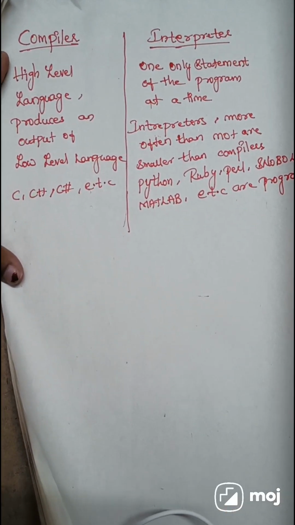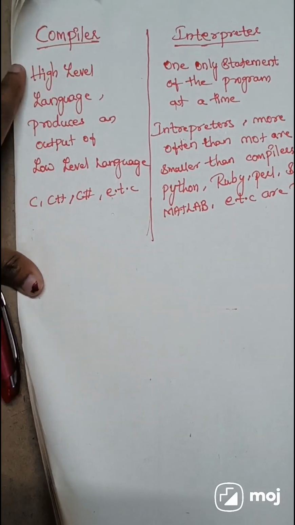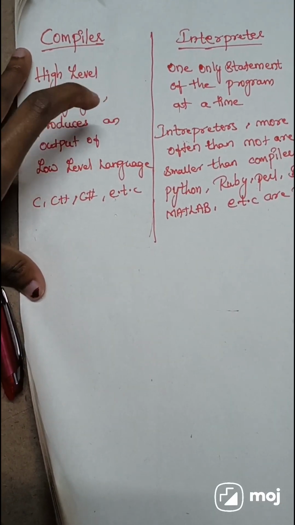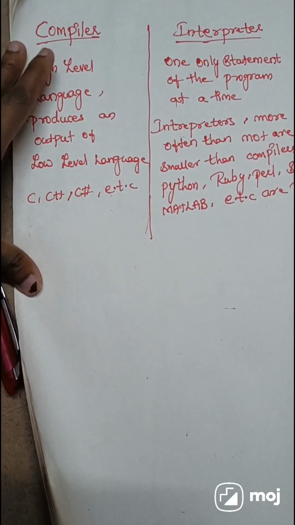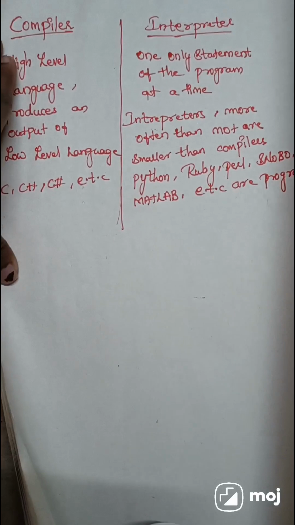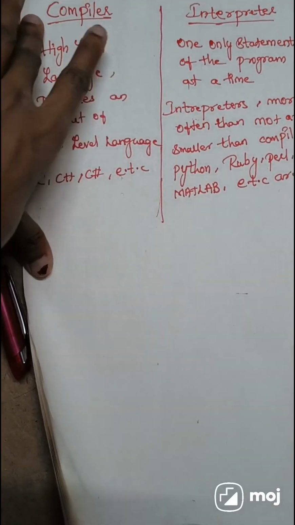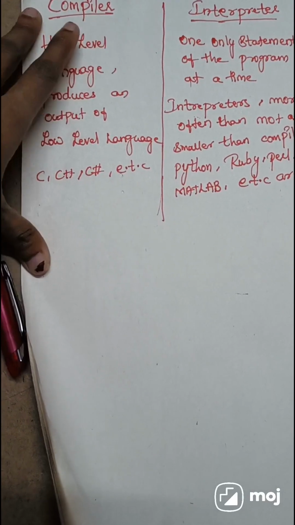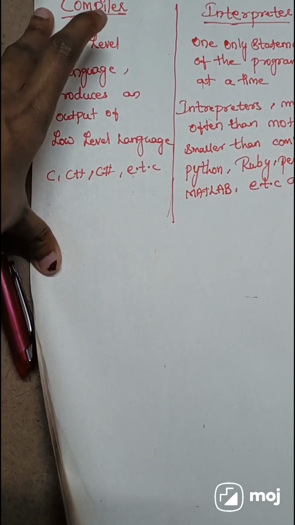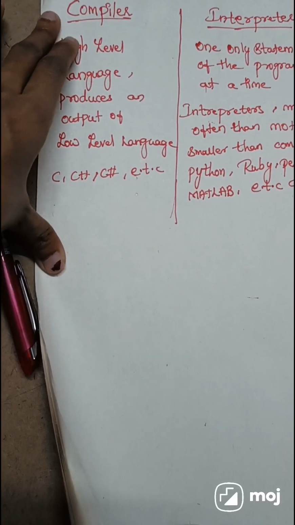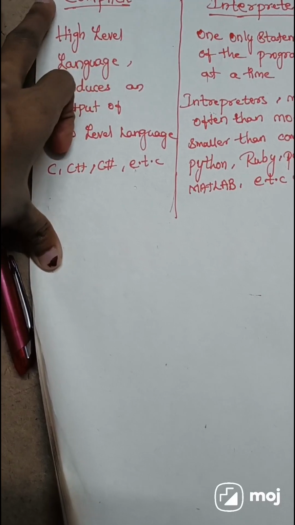So here I'm going to share a short video regarding the difference between compiler and interpreter. Compiler and interpreter have some similarity, that is converting a high level language into a low level language, like machine understanding language. Both the compiler and interpreter work on it, but the difference is, in a compiler the whole program will be run at once, and whenever you get any error it will be shown at the end of the execution.